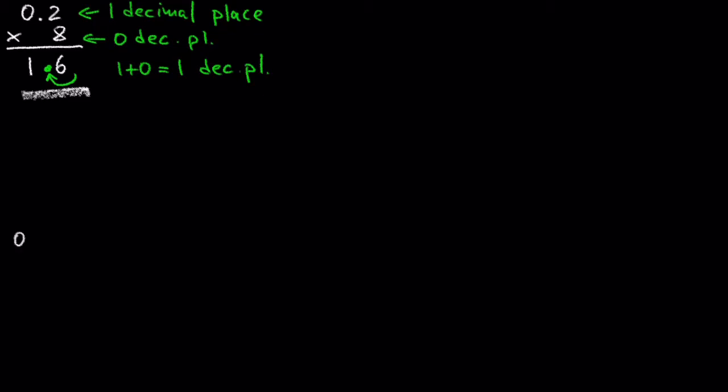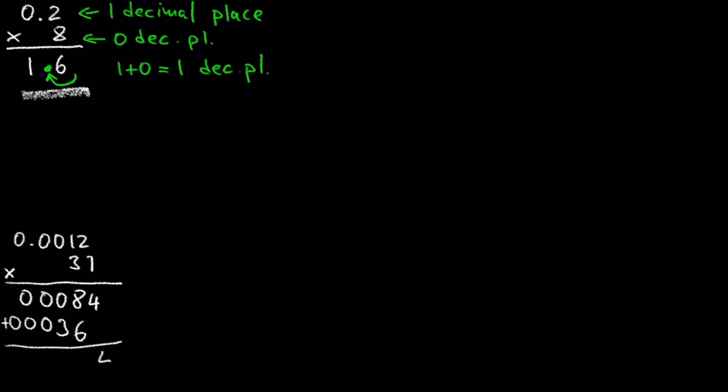Let's look at this example. 0.0012 times 37. 7 times 2 is 14. Write the 4 and carry the 1. 7 times 1 is 7, plus the carried 1 is 8. 7 times 0 is 0, 7 times 0 is 0, and 7 times 0 is 0. 3 times 2 is 6. 3 times 1 is 3. 3 times 0 is 0, 3 times 0 is 0 again, and 0. 4. 6 plus 8 is 14. Write the 4, carry the 1. 3 plus 1 is 4. So we get 444.